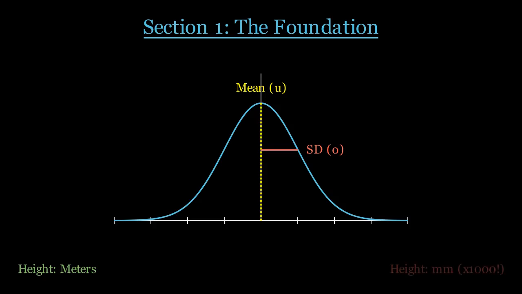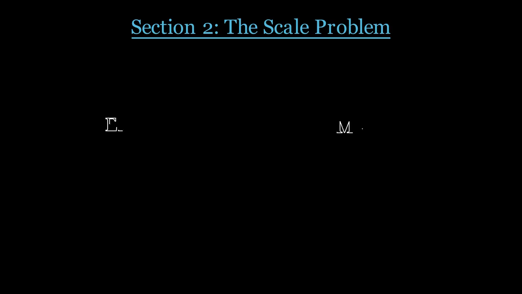While the standard deviation is powerful, it has a significant limitation. It is scale dependent. If you measure height in meters, your standard deviation is in meters. If you switch to millimeters, the number explodes by 1,000, even though the actual variability hasn't changed.